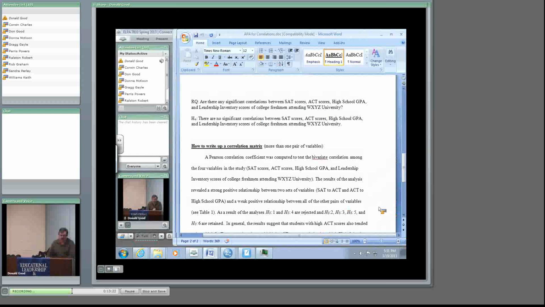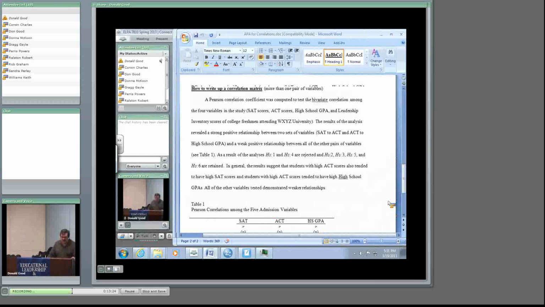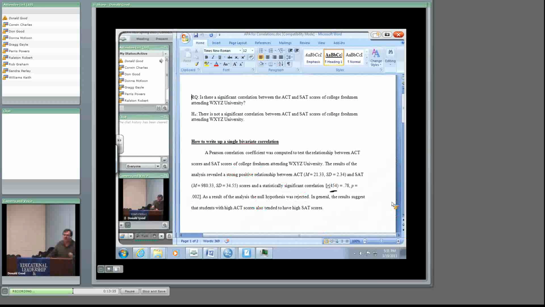Oh, I need to point out one more thing too that I've not said. Let me go back and point out the number right here. Apologize for this. 454. That's the degrees of freedom, which means it's not the number of pairs. It's the number of pairs minus 1. Now, when you get a number that size, it's not going to change the results much, but technically that's the degrees of freedom.